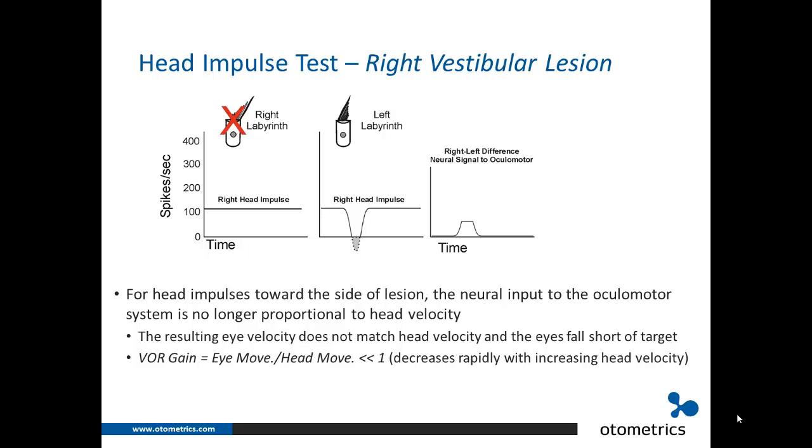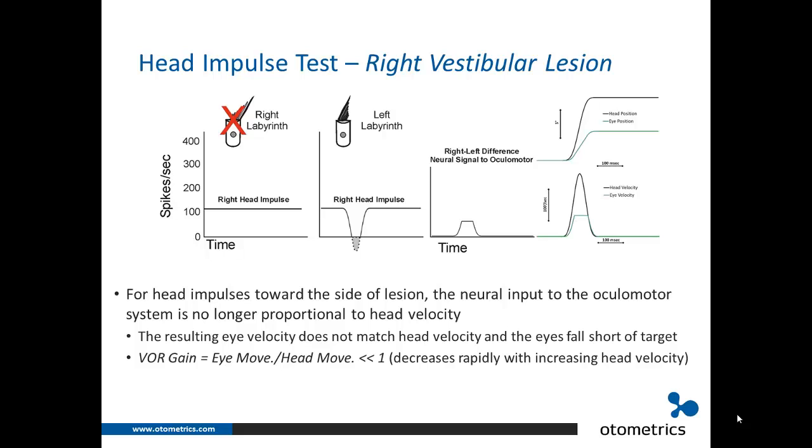For a head impulse toward the side of lesion, the excitatory neural activity from the right side that was proportional to the head velocity before is no longer present, and the inhibitory neural activity from the opposite side saturates quickly. The resulting command to the oculomotor system no longer resembles the head velocity, and the VOR eye velocities are much smaller than the velocity of the head impulses. This is reflected in the VOR gain that's significantly less than 1 and decreases rapidly with increasing head velocity.